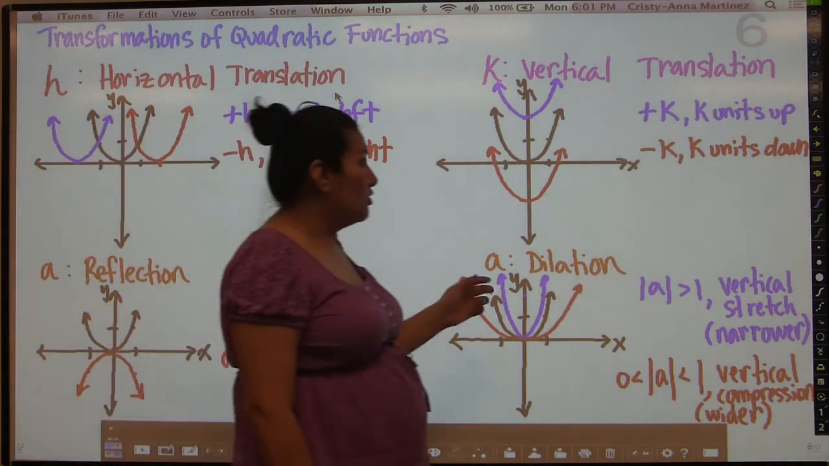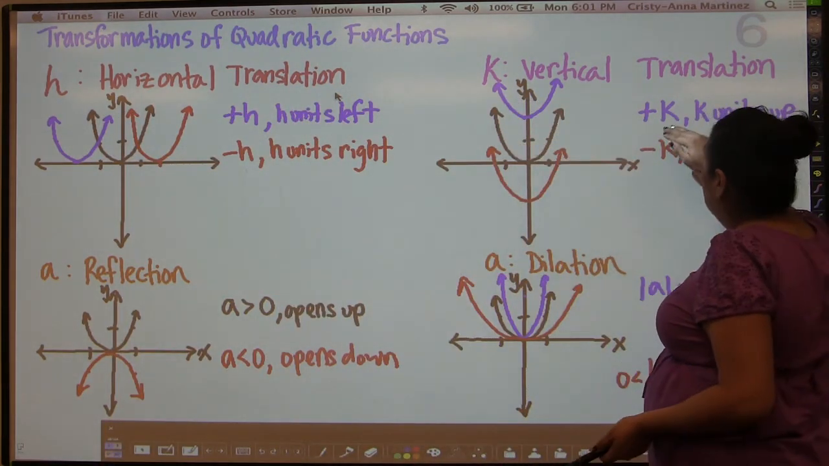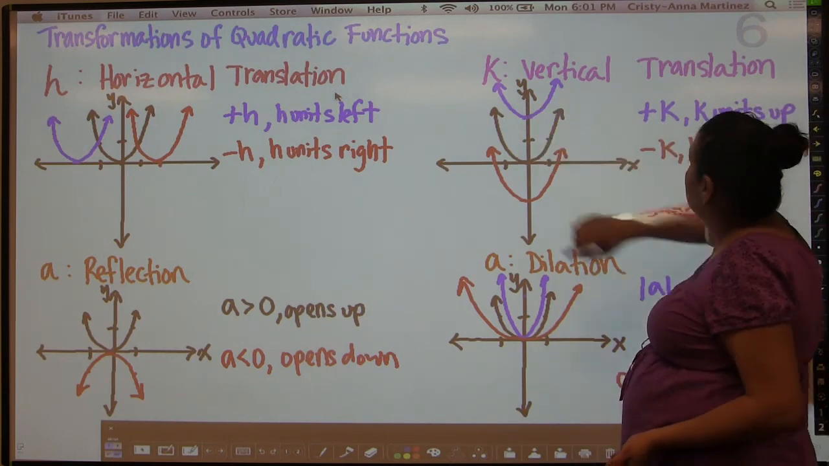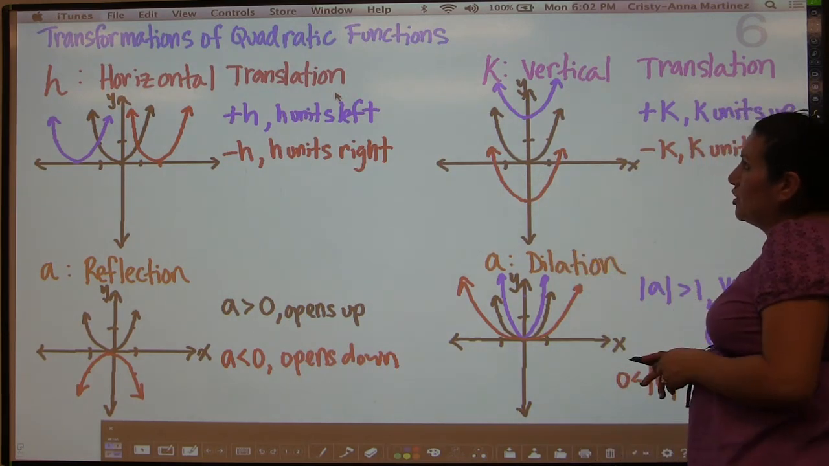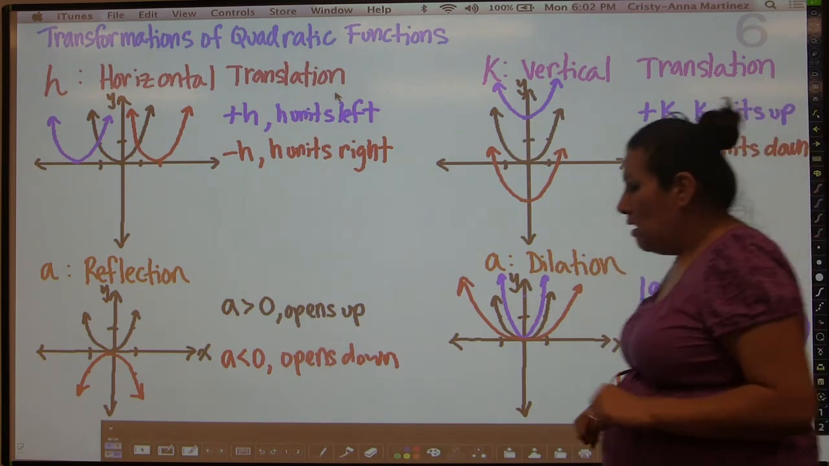We also have a vertical translation, and in a vertical translation, again, the black graph represents the original. If you have a plus K, then you're going to go K units up, so that one went up. And if you have a negative K, you're going to go K units down. And that's how you're going to translate the graph in that way, either horizontally or vertically.